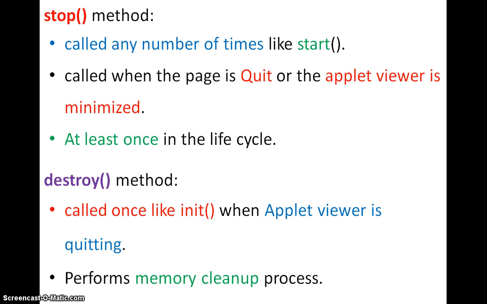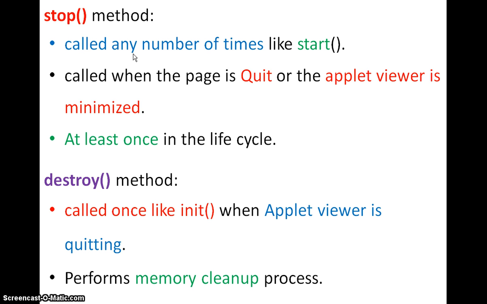Next method is the stop method. The stop method is called when an applet is quit or the applet window is minimized. This method can be called any number of times, similar to the start method. It is called at least once in the life cycle of an applet. Whenever we minimize the applet window, the stop method will be called. Again, whenever we maximize the applet window, the start method is called. That's why we say that the start and stop methods can be called any number of times during the applet's life cycle. Next is the destroy method.